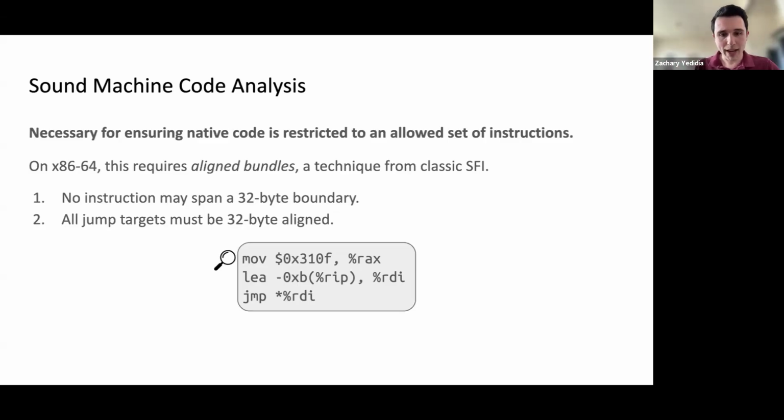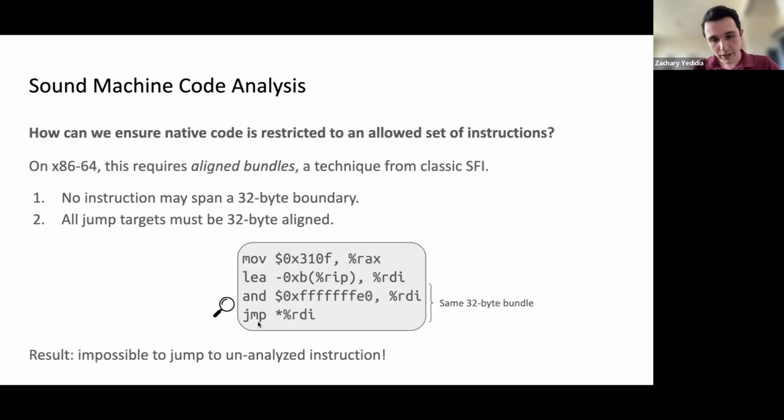And so when we analyze, the move is a deterministic instruction. That's good. The LEA is also fine. But then the jump, we don't allow jumps on their own because this jump may arbitrarily go anywhere. Instead, we only allow a jump if it's followed by an AND instruction, which is going to set the target to a 32-byte boundary. That guarantees that this jump target is going to a 32-byte boundary.